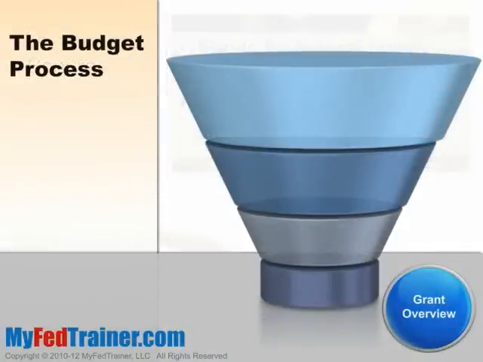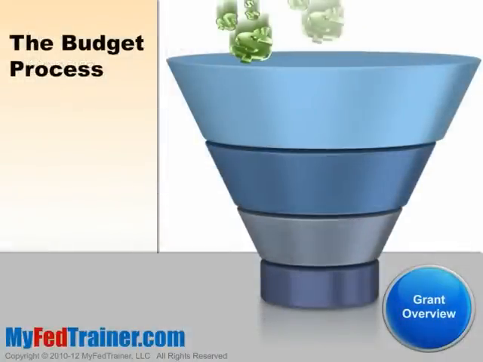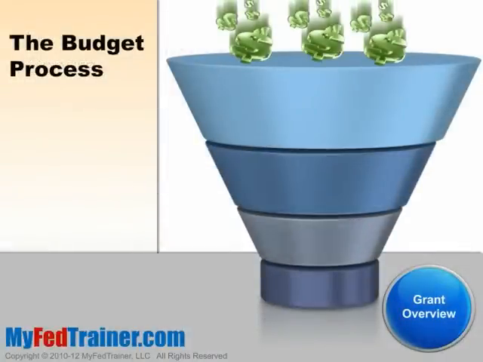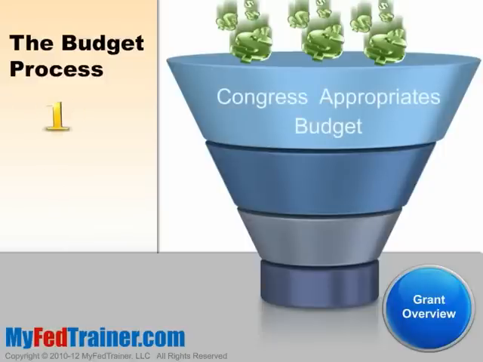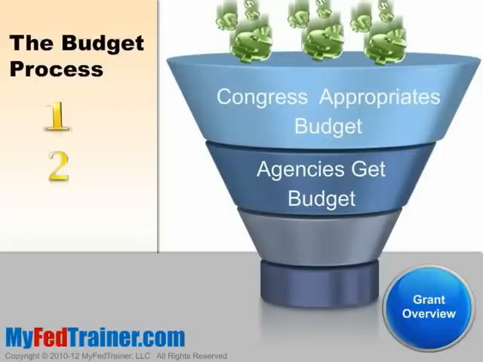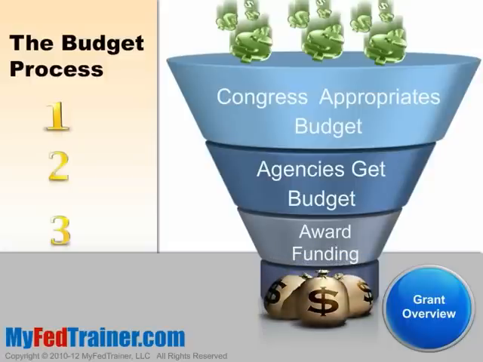The budget process enables federal grants to become available in three primary steps. First, the Congress appropriates budget funds. Next, the agencies obtain the budget and review their needs. And finally, the agencies solicit and award funding to accomplish their projects through federal grants and other types of agreements.